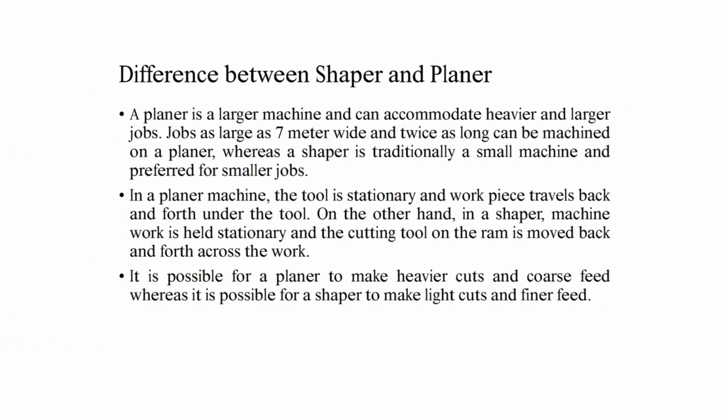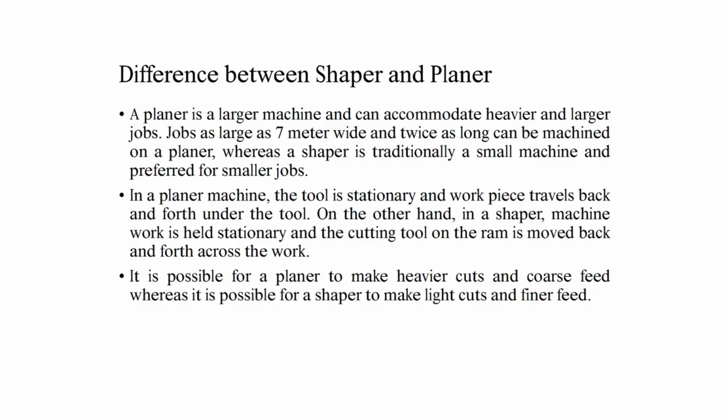So what does this mean for you as an operator or a designer? Let's break it down point by point. First, size and capacity. A planer is a larger machine and can accommodate heavier and larger jobs. Jobs as large as 7 meters wide and twice as long can be machined on a planer. That's enormous. Whereas a shaper is traditionally a small machine and is preferred for smaller, more intricate jobs.